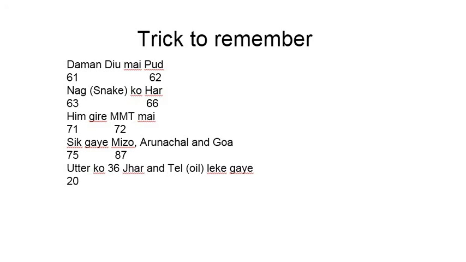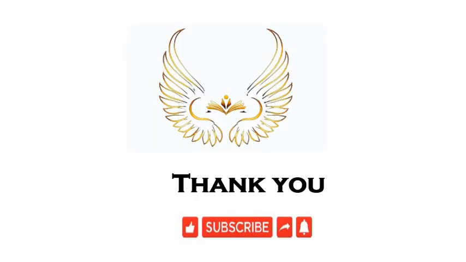So I have made this trick to remember. Make sure to learn it, or you can make your own trick as well. I found it's very easy to remember, that's why I have given it to you. That's all about the Union and its territory, Articles 1 to 4, and the states formed in which year and the previous status as well.